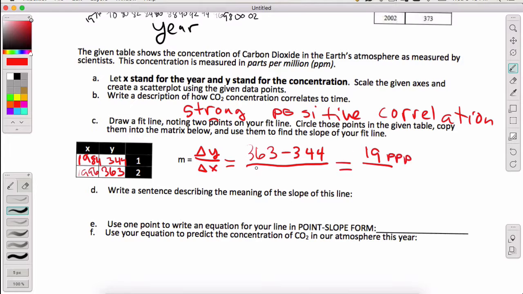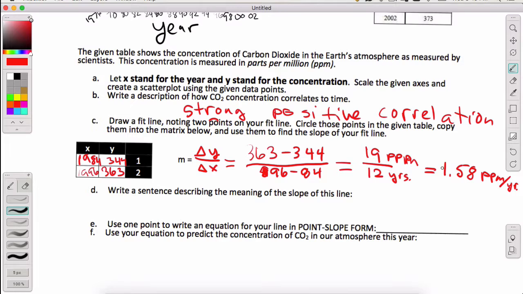And that was in 1984, so I'm just going to leave the 19s off. I'm going to say that they went from 1996 to 1984, and that was a difference of 12 years. So we could say that it grew 19 parts per million over the course of 12 years, but if we want to convert that to a unit rate, that's about 1.58 parts per million each year. Okay?